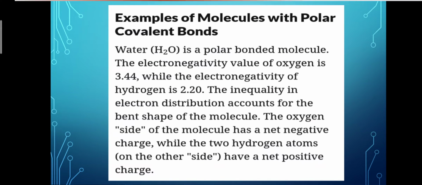Examples of molecules with polar covalent bonds. Water is a polar bonded molecule. The electronegativity value of oxygen is 3.44, while the electronegativity of hydrogen is 2.20. The inequality in electron distribution accounts for the bent shape of the molecule. The oxygen side of the molecule has a net negative charge, while the two hydrogen atoms on the other side have a net positive charge.